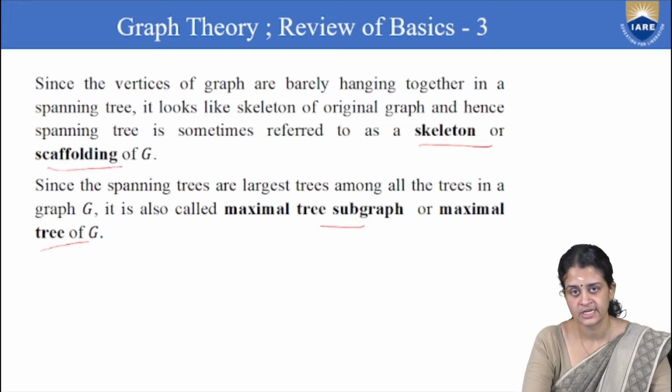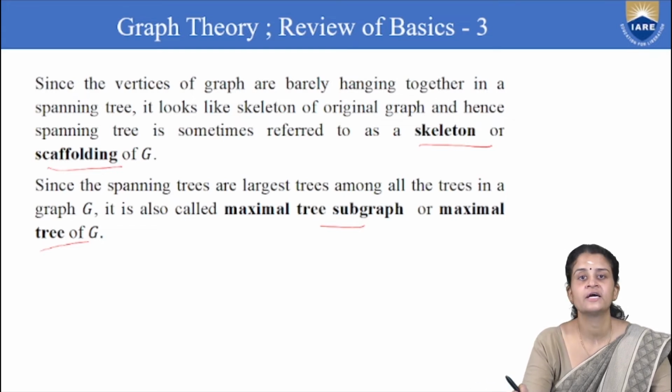So, we know what a tree is now. Now, what is a spanning tree? A spanning tree is a tree that contains all the vertices of a given graph. And since it is the biggest of all the trees. Why? Because it contains all the vertices. A spanning tree contains all the vertices of the given graph G. It is also called the maximal tree subgraph or maximal tree of a graph G.